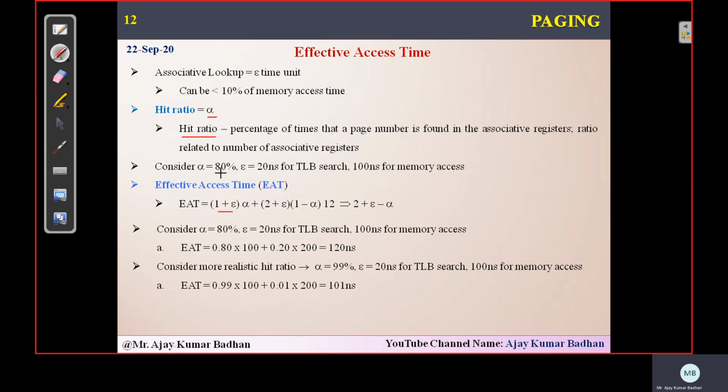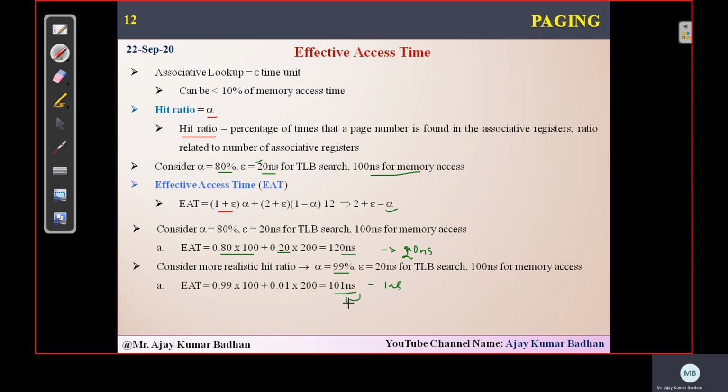And that's what has been explained here. See here, alpha is saying the hit ratio is 80%. 20 nanoseconds he is talking about for a TLB, and 100 nanoseconds for memory access. So based on that, when performing this particular formula, this is what I did: 0.80 into 100, 80% of your TLB hit, plus 20% which is your TLB miss. This is your hit ratio, this is your miss ratio. So the TLB miss is 0.20 into 200. So 120 nanoseconds. So how much delay? 20 nanoseconds is the delay. If I take 99%, we get 101 nanoseconds, which means a 1 nanosecond delay in this scenario.